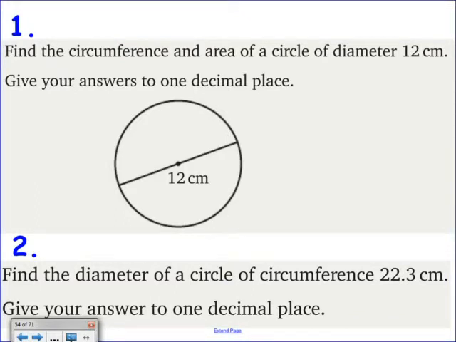And then the second question is a bit harder. I want you to find out the diameter if I give you a circumference. So there's a bit of algebra involved. Let's talk about it.